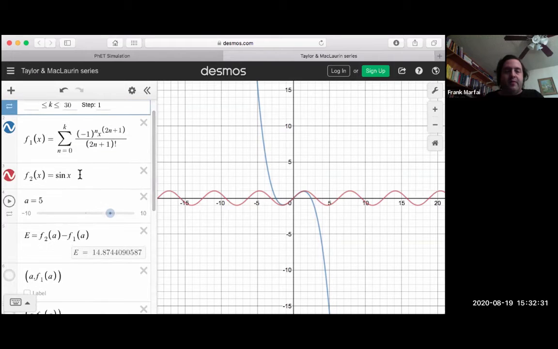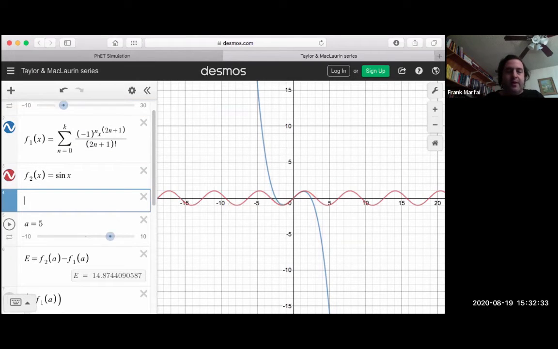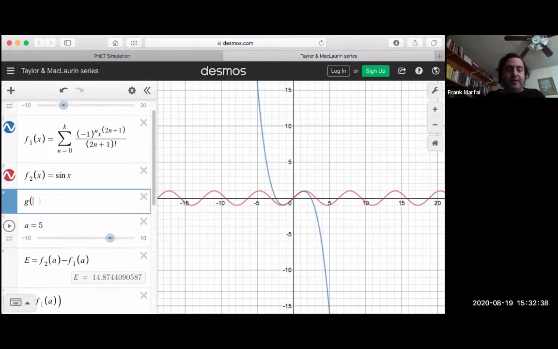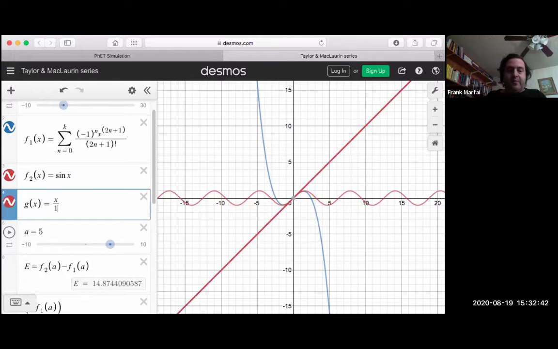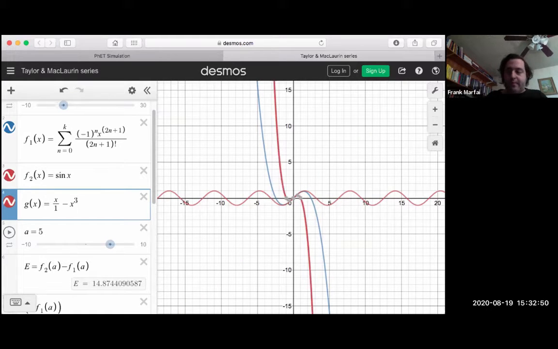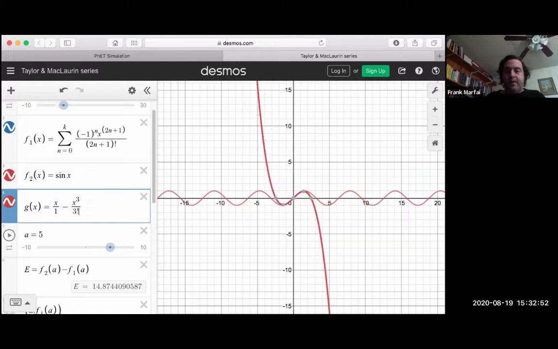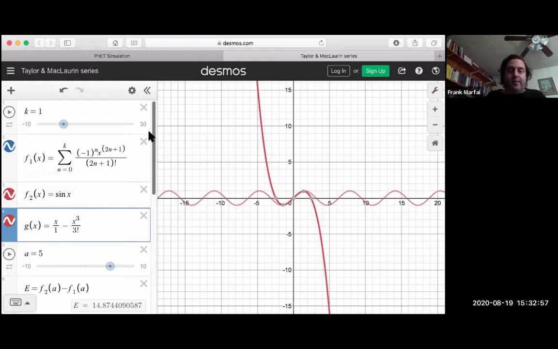So what we're really doing over here, and I'm just going to add an extra one in here, is we're saying, okay, let's say g of x is equal to the first, which was x over 1, which is our infinite series. But then what we can do is add another term to it. And that gives you a slightly better approximation. So that is when k is equal to 1. What if k is equal to 2?